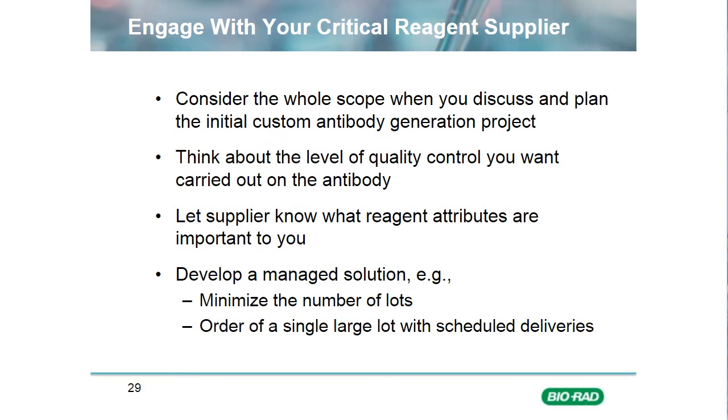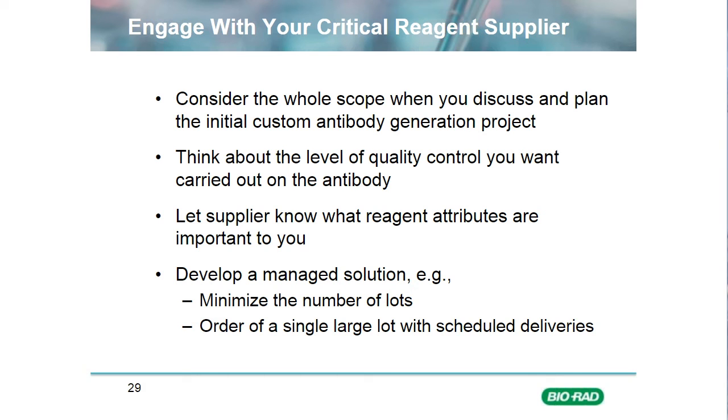I've mentioned engaging with your critical reagent supplier in this presentation before, but I really want to highlight the benefits of this as I begin to wrap up. You can engage with them to consider the whole scope of the project when you're having that initial discussion, when you're planning that initial custom antibody generation project. You can think about the level of quality control you want to carry out on the antibody so that you're most confident it's going to be suitable for your application. And really let the supplier know what reagent attributes are most important to you. You may assume that they can't do anything to influence it, but it may be that they certainly can.